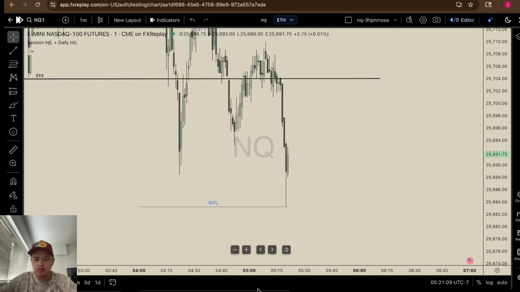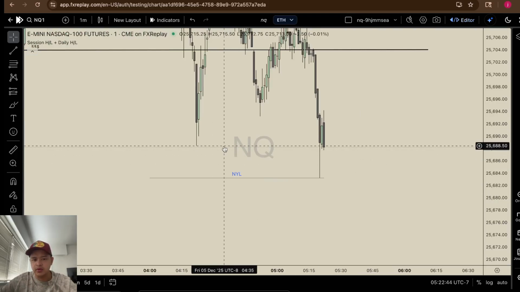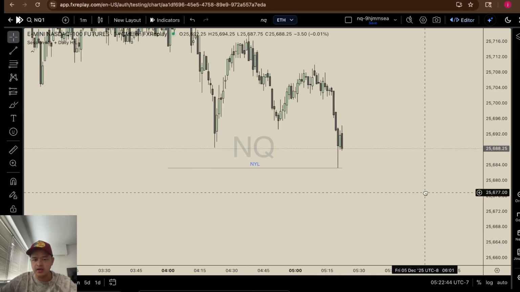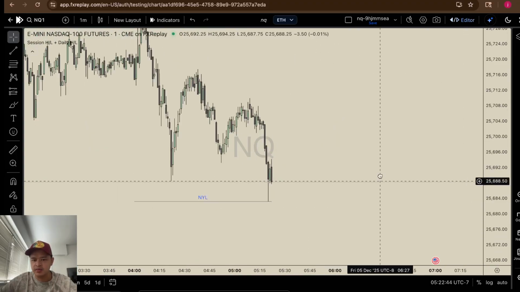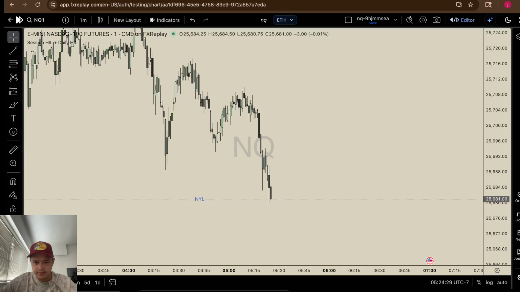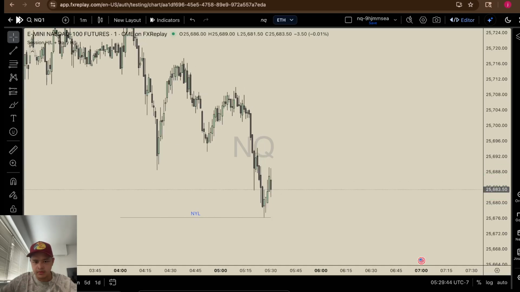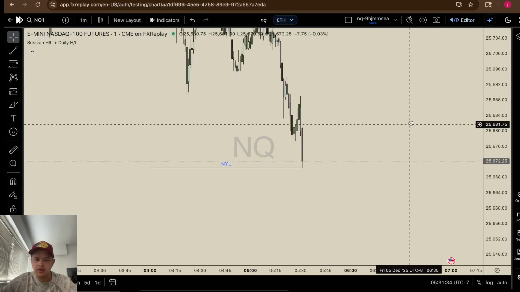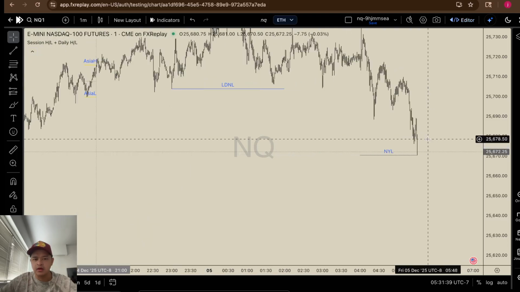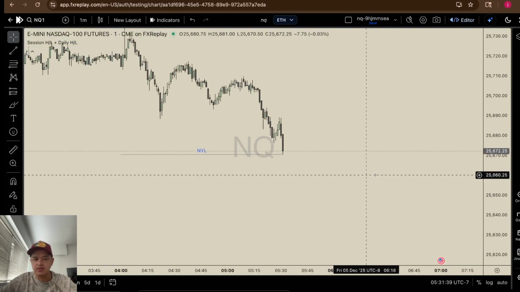Oh, there you go. See that? We had some sort of liquidity sweep over here. So I'm interested, but I'm watching. I'm seeing a lot of movement. I'm interested, but I'm watching. I'm watching right now still. Still a lot of movement happening, right? We're in a downtrend. There's lots of movement happening.